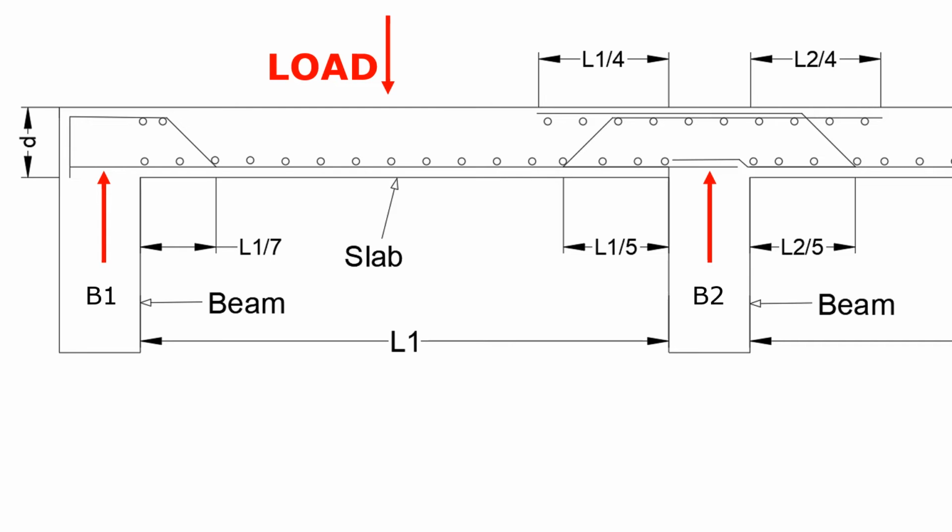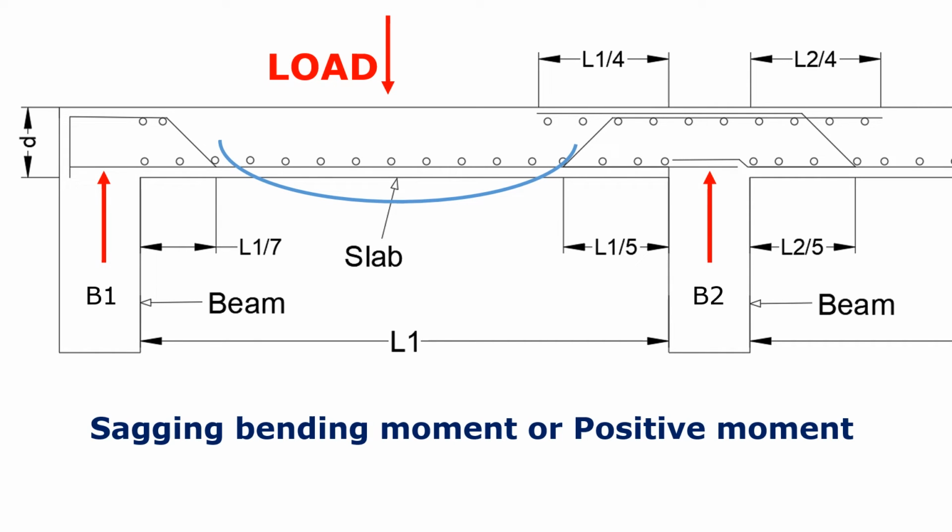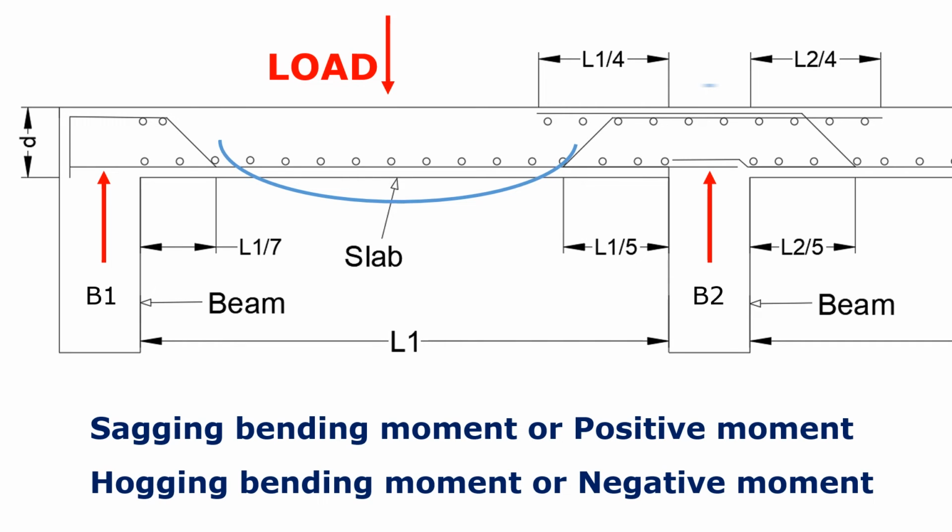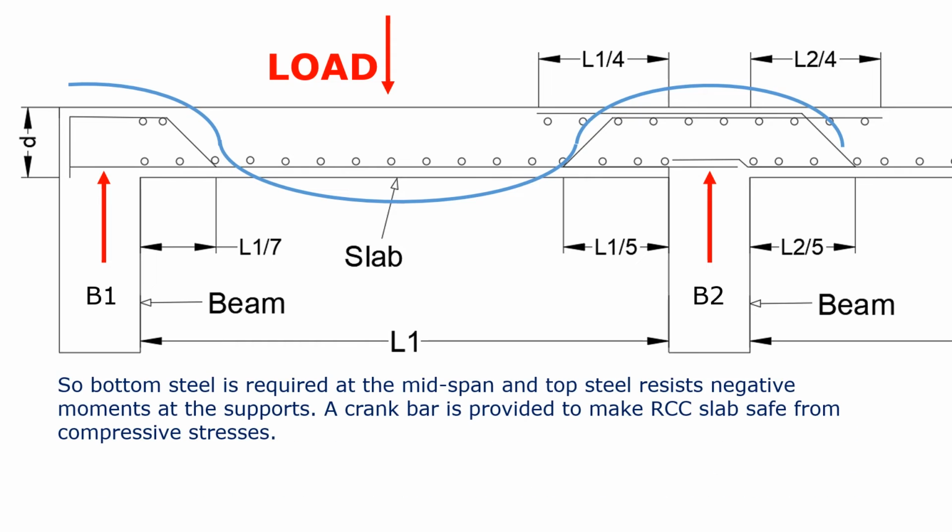The maximum tensile stress, that is positive moment, sagging, is acting in the middle of the slab, and the maximum compressive stress, that is negative moment, hogging, is acting at both ends of the support. So bottom steel is required at the middle span and the top steel resists negative moment at the supports. A crank bar is provided to make RCC slab safe from compressive stresses.